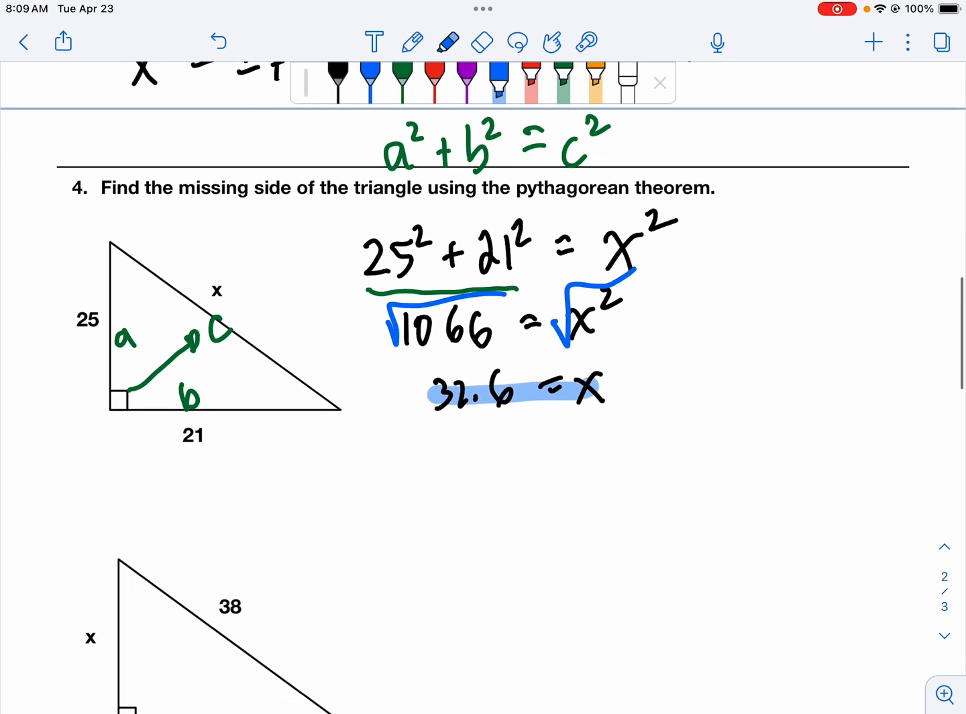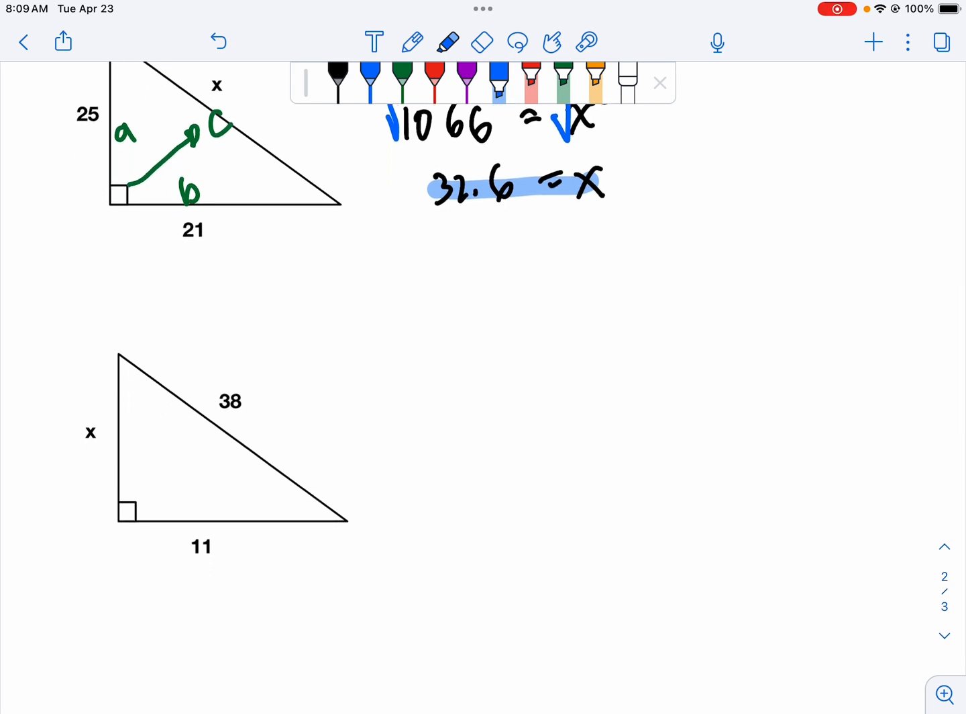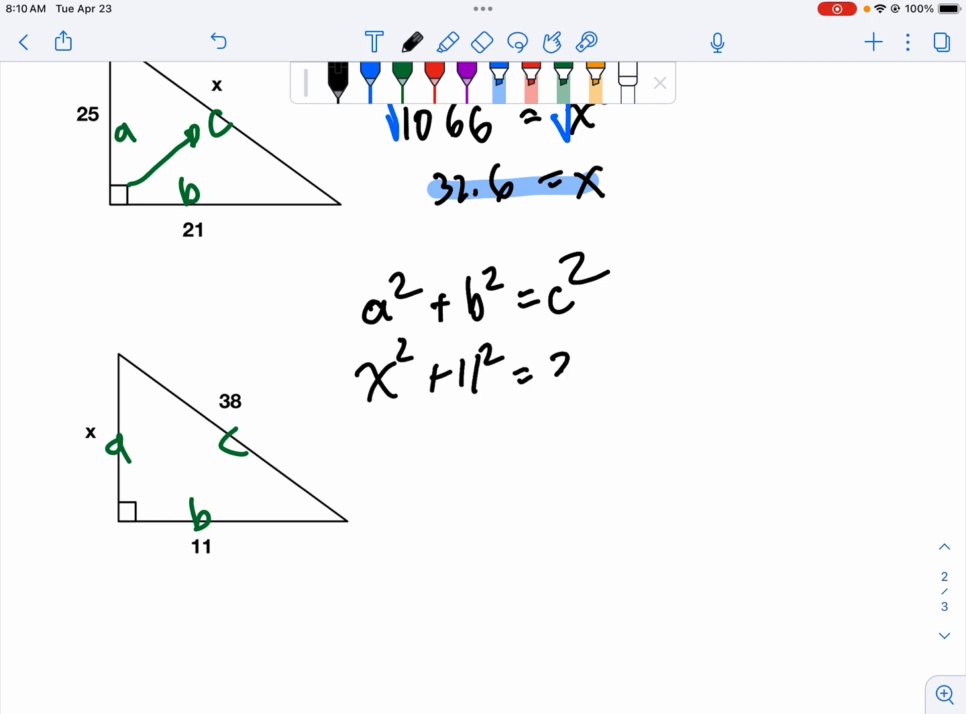All right, last question. Now, here, we're not looking for C. We know what C is. C is 38. I'm going to make A X and B 11. Again, those are interchangeable. We're going to plug them into the equation. A squared plus B squared equals C squared. So we're going to have x squared plus 11 squared equals 38 squared.